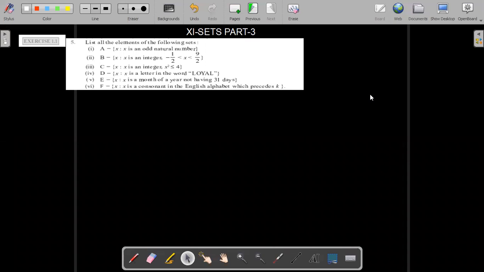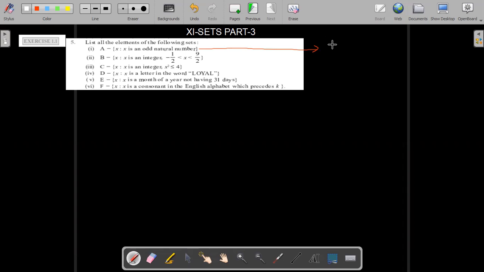So now we have to do exercise 1.1, question number 5. We are converting roster form into set builder form, and set builder form into roster form. The previous question was the other direction. Now we have to convert this, which is in set builder form, into roster form.